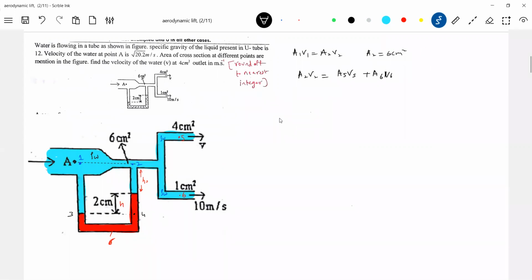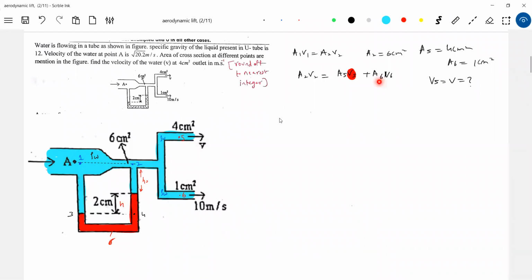Now, A5 I will write as 4 centimeters square. A6 is how much? 1 centimeter square. I think we have some data like this. What is our question? We have to somehow calculate V5. V5 is the unknown thing; our goal is to find this V5. It is the only unknown.